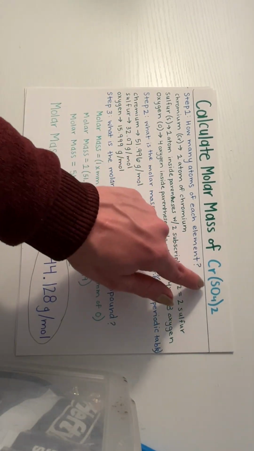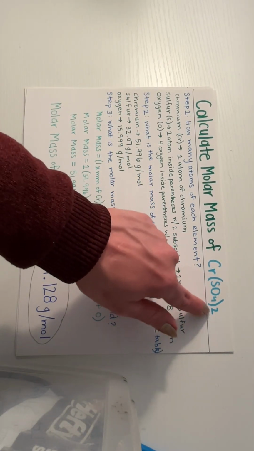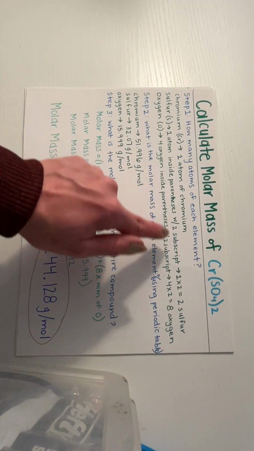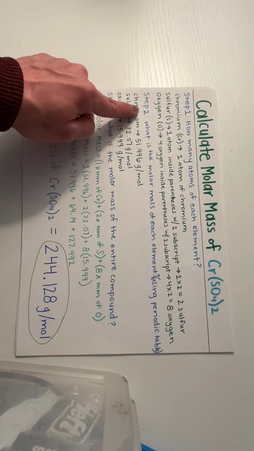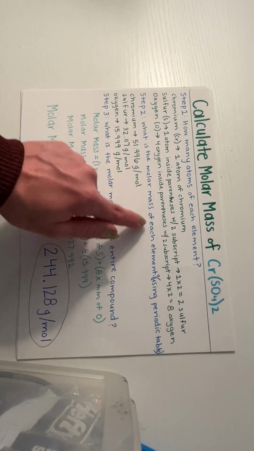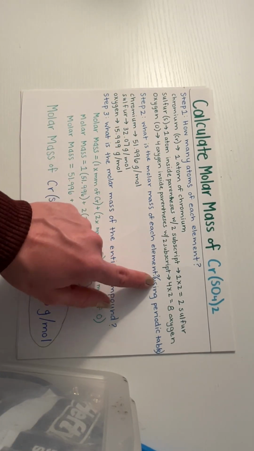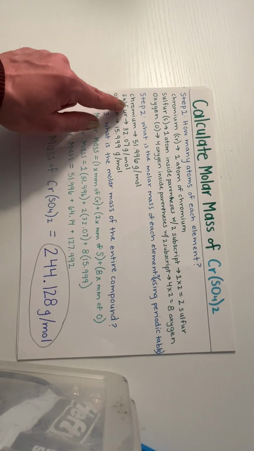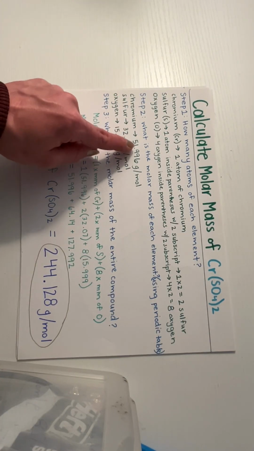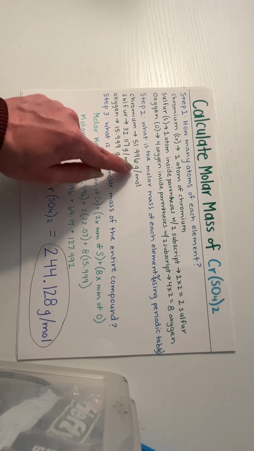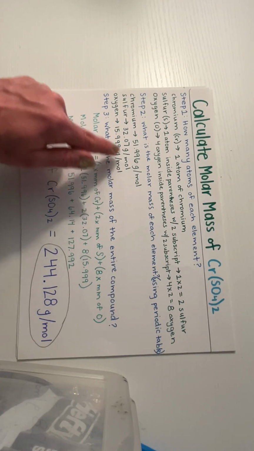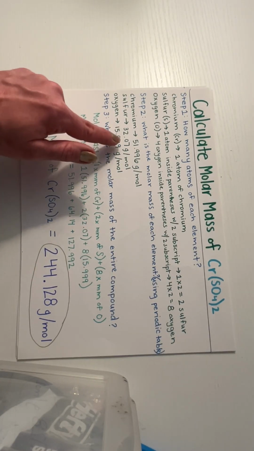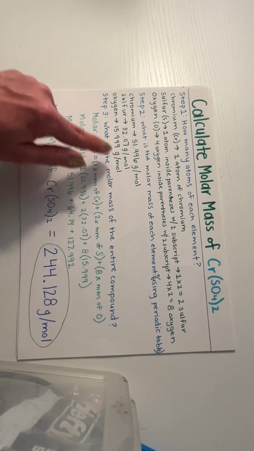Oxygen, inside the parentheses, has 4, but then a subscript of 2. So 4 times 2 equals 8 oxygen atoms. Step 2, what is the molar mass of each element? And you use the periodic table to find this. Chromium is 51.996 grams per mole. Sulfur is 32.07 grams per mole. And oxygen is 15.999 grams per mole.